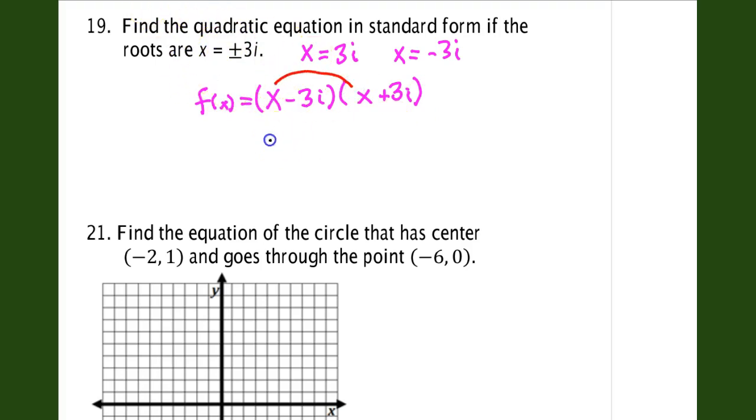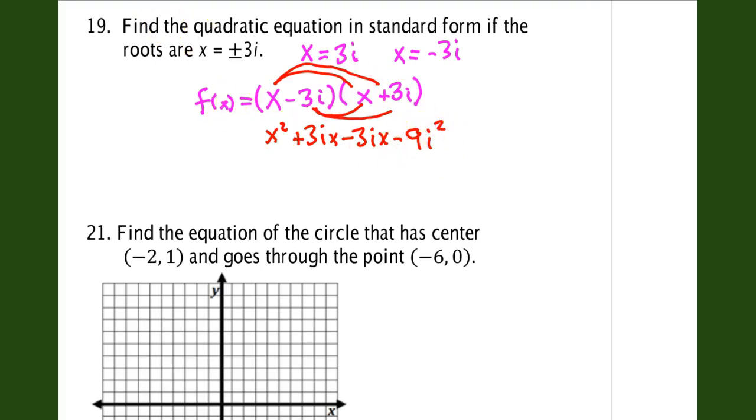Multiply them together. x squared plus 3ix, but just like the last problem, these two middle terms end up equaling 0. Plus 3ix and minus 3ix. You might not like that it looks different and looks weird, but it doesn't matter because they cancel out. Lastly, we have minus 9, right? -3 times 3 is -9, and i times i is i squared. That's the only part that's different.